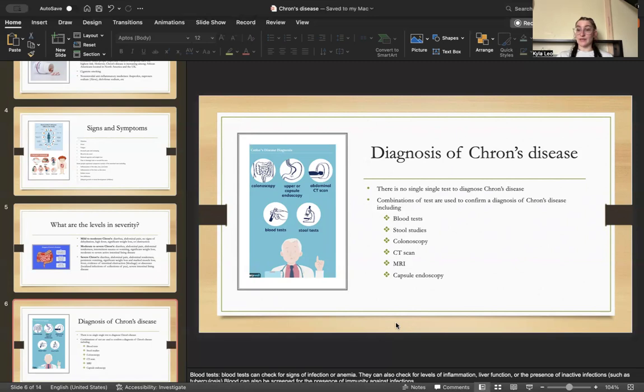The next test is stool studies. A stool sample may be used to test for blood or organisms, such as infection-causing bacteria, to look for causes of diarrhea or other symptoms.